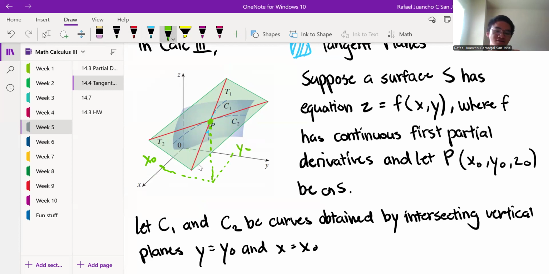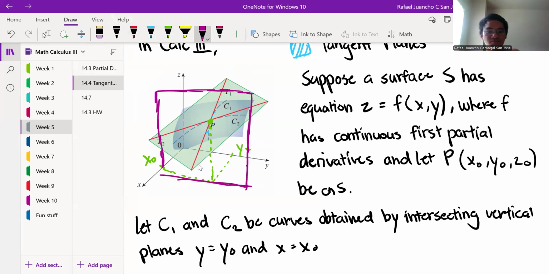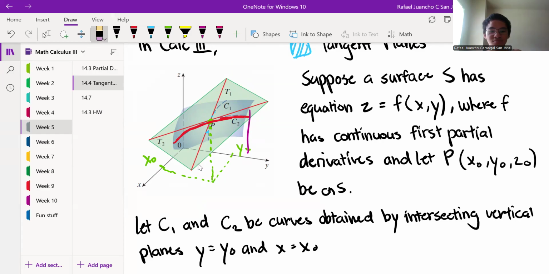And then for our x naught, it would probably look something like this. I'm just drawing from my x naught, literally that vertical plane. And well, it's going to somehow intersect here. So when I intersect that surface S and then that vertical plane, it's going to intersect there. But yeah, that's the idea.